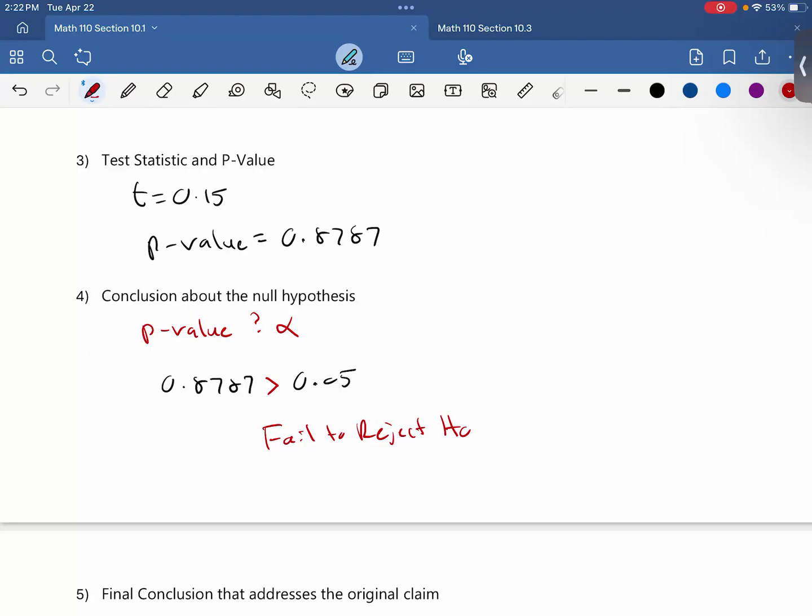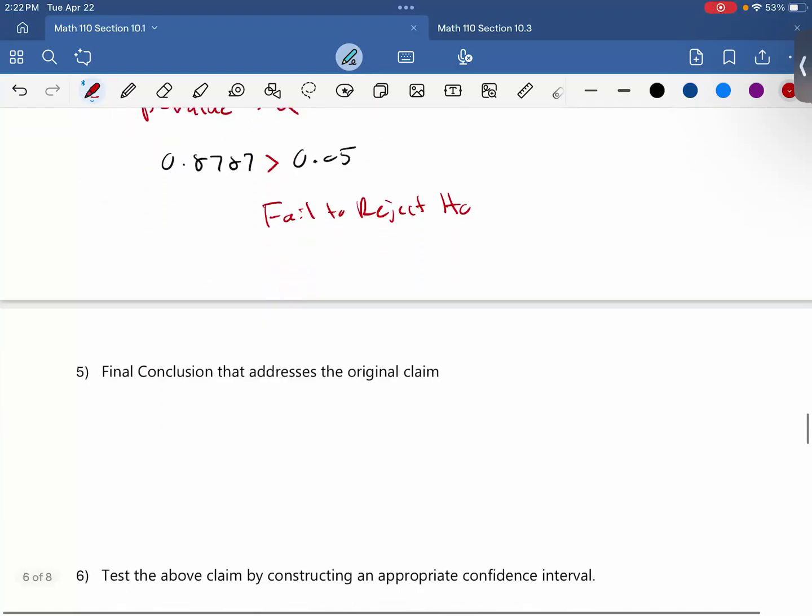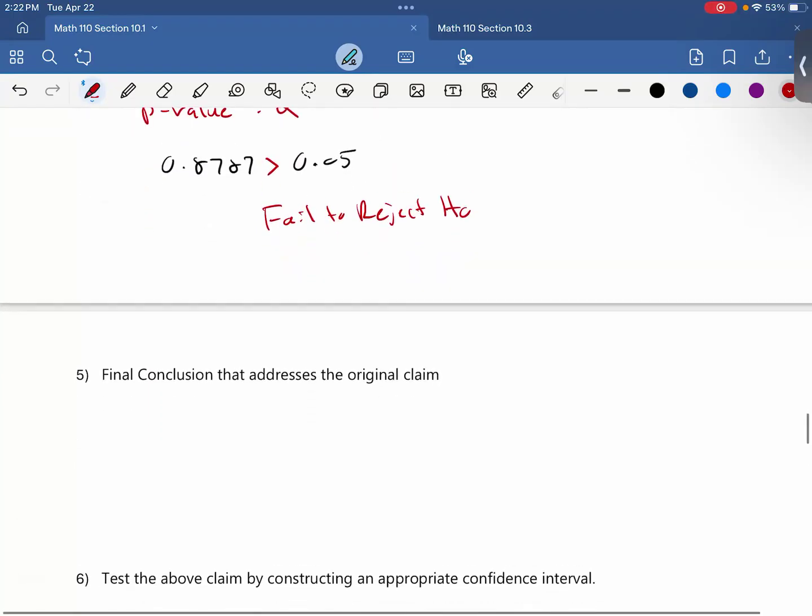Okay, so we came to a conclusion that we failed to reject the null. Let's go ahead and write a final conclusion. So pause the video, try to write your own conclusion, and then compare what we got here.